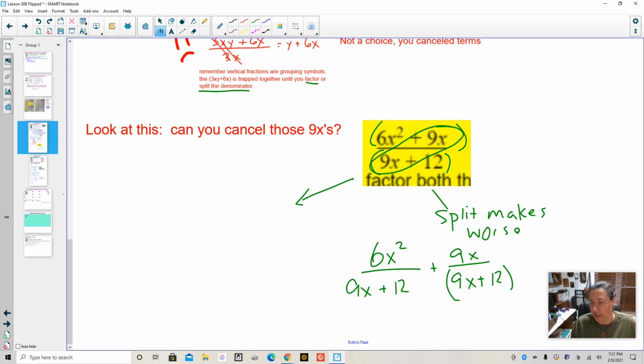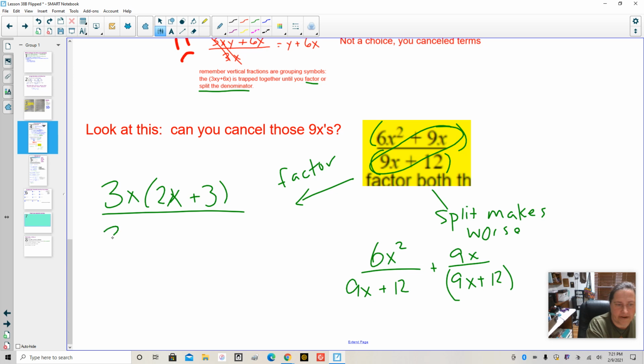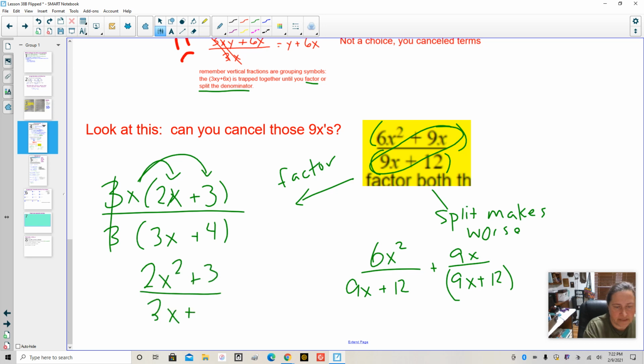Now I could factor some things out, and that's what I'm going to do over here. So I'm going to take out the greatest common factor. A 3 and an x will go into that top one, which leaves me with 2x plus 3. And in the denominator, I'm going to take out a 3, and that leaves me with 3x plus 4. The 3 cancels. That's all I can do. Now I could redistribute and make this 2x squared plus 3 over 3x plus 4. That is my finished answer with no parentheses, but that's all I can do to this one.